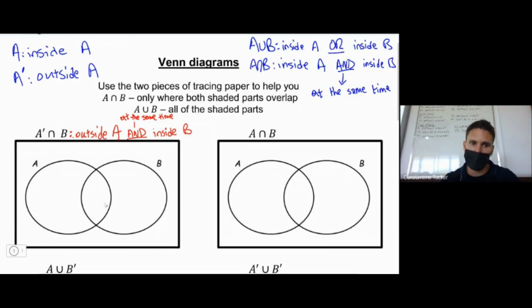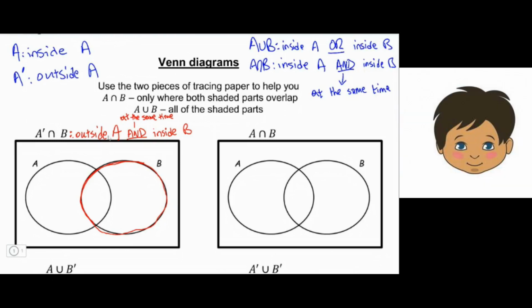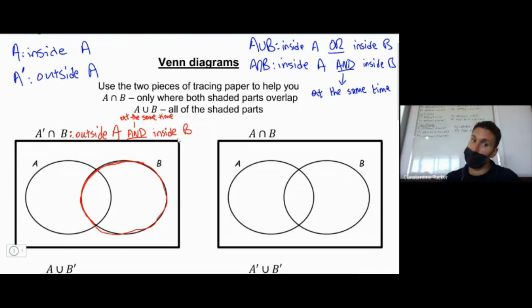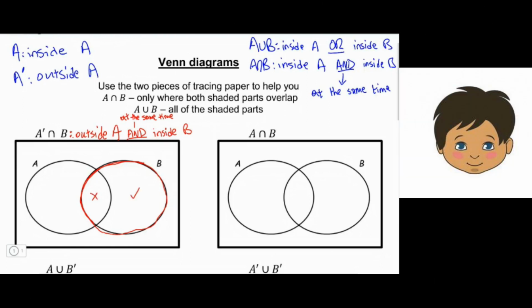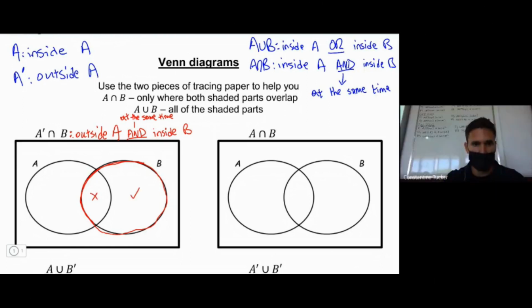The circle of A is here. We want to be inside the circle of B and at the same time outside the circle of A. What part is that? Outside the Venn diagram, but inside the square. We want to be inside B, but at the same time outside A. So we don't want this bit because we said outside A. That one is the inside of A. So that's what we need to shade.